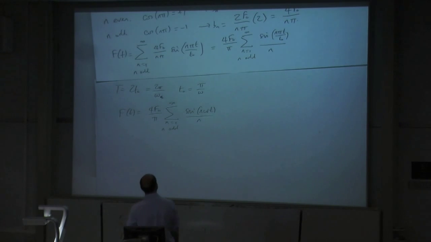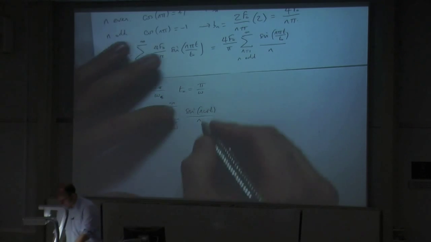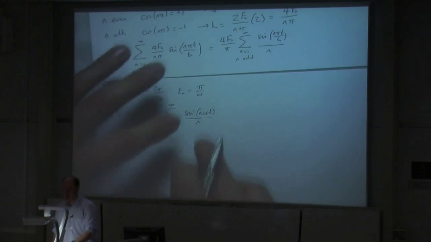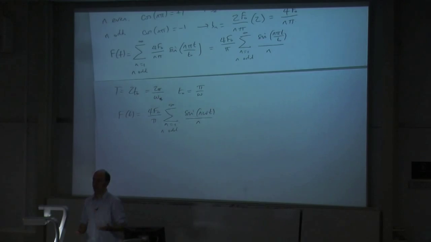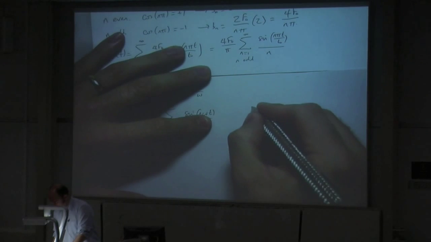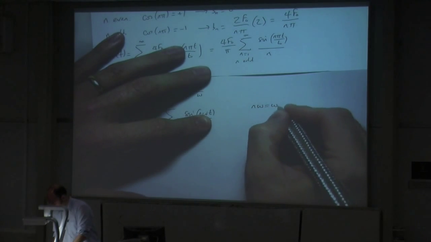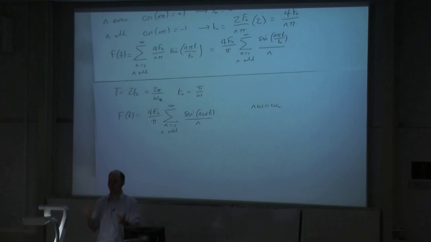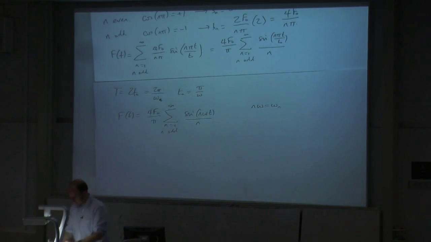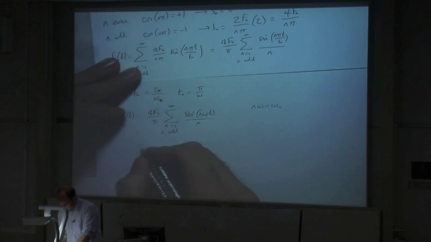And then lastly, I'm going to make a substitution for n omega. Omega is the first harmonic, and n omega is going to be the first, second, third, and so on, when n is 1, 2, 3, and so on. So I'm just going to replace n omega with omega n, where omega 1 will be the first harmonic, omega 2 will be the second harmonic, and so on. I'm going to make that substitution in here.